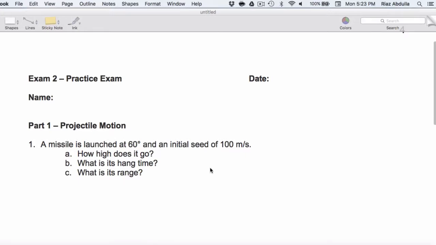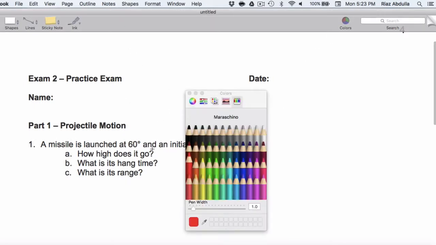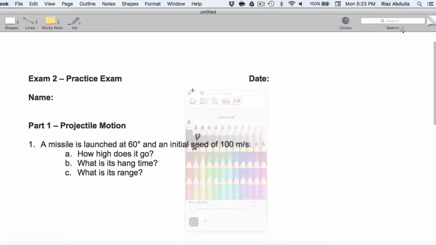All right, I want to go ahead and take a look at the practice exam for tomorrow. So we have a missile launched at 60 degrees and it has an initial speed of 100 meters per second. So let's go ahead and take a look here.